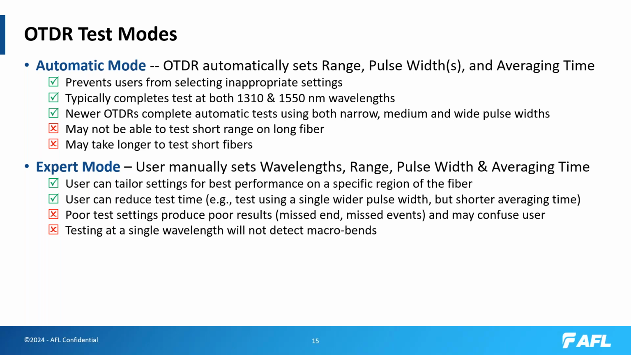And then lastly here, testing at a single wavelength will not detect macrobends. Macrobends are detected by comparing the loss of events at a short wavelength to the loss of the same events at a longer wavelength. For example, compare the trace you get at 1310 to the trace you get at 1550. And typically, if the event loss is 0.2 of a dB or more at 1550 than it is at 1310, we would declare a macrobend at that location. And this is important to know.